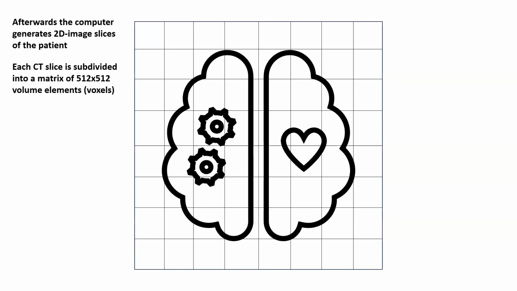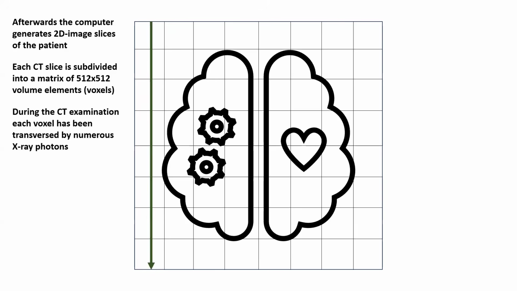How does that happen? Well, each of these slices can be subdivided in a matrix of 512 by 512 volume elements or voxels. Sometimes it's 1024 by 1024, but never mind that, it's not that important now. And during the CT examination, each of these volume elements, each of these voxels has been traversed by numerous X-ray photons, and these carry a certain energy with them, which can be detected by the detectors located in the ring of the gantry.